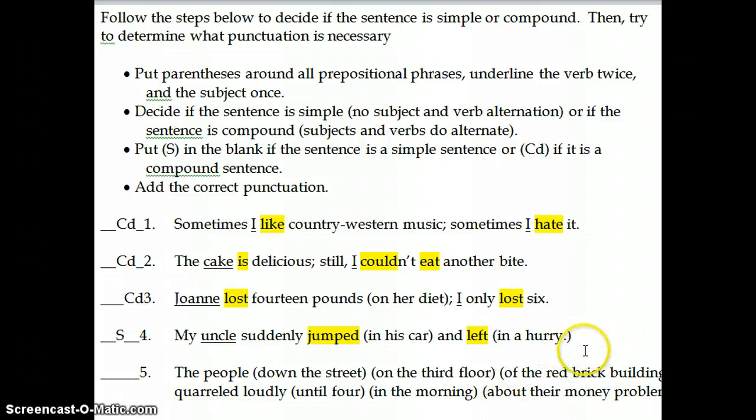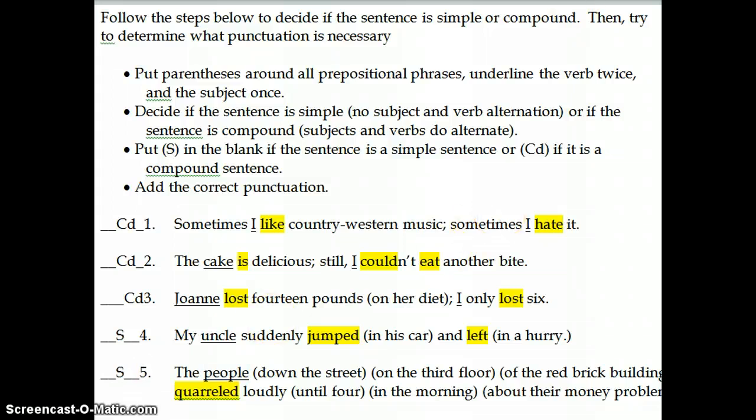So once we have identified all of those prepositional phrases, we've eliminated most of the words in the sentence, in fact. So next we look for any verbs, any action happening here. Quarreled is our verb, so I'm going to highlight it. And who quarreled? The people quarreled. So people is our subject in this sentence. Even though the sentence is rather lengthy, we only have one subject and one verb. So it must be a simple sentence.